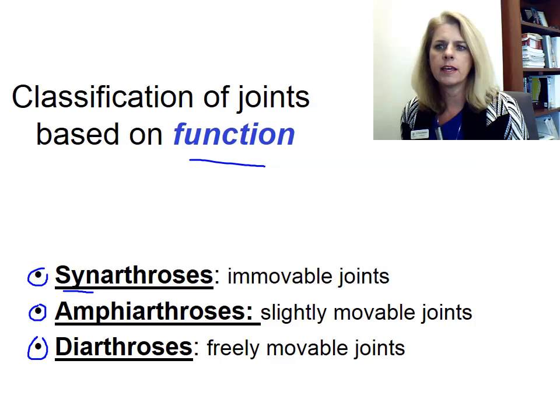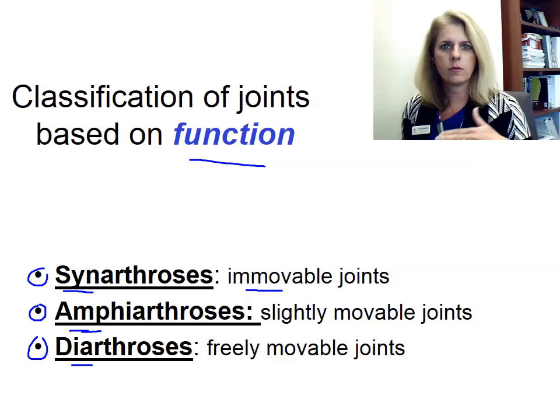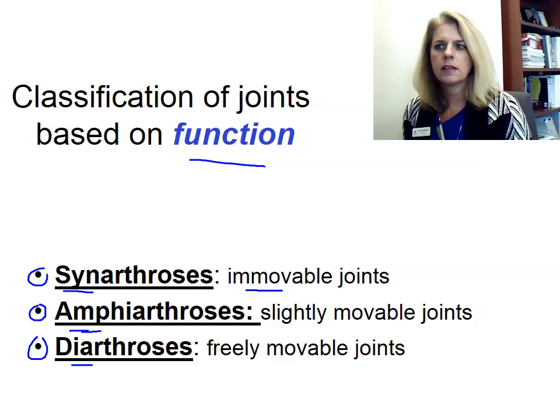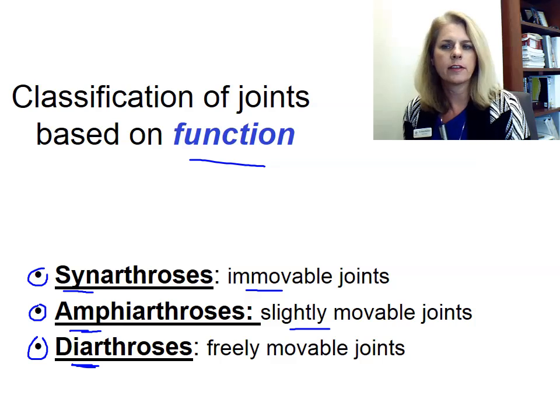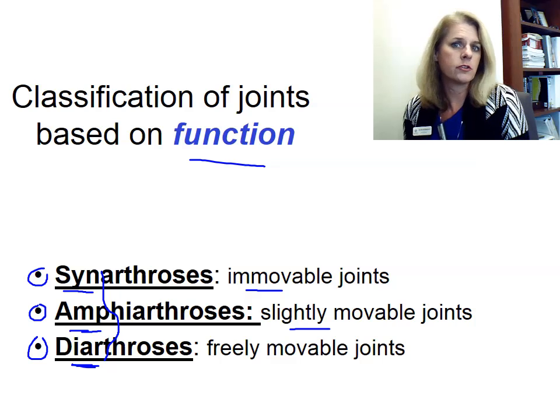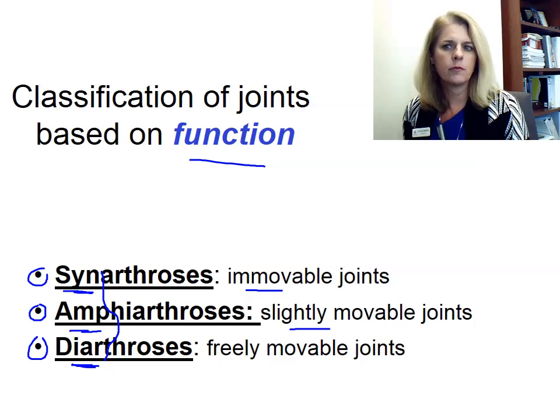So look at the beginnings of these words. Arthrosis is the joint, okay? The first part tells you what it does. Syn means together, so these do not move. They're immovable. Amphi, like an amphibian, can be in water and air, so kind of both ways. It means slightly movable. And dia is freely movable, like just think about diarrhea. I mean, freely movable bowels. So the first part of the word tells you how much it can move. Syn means together, no movement. Amphi, a little movement. Dia, a lot of movement.